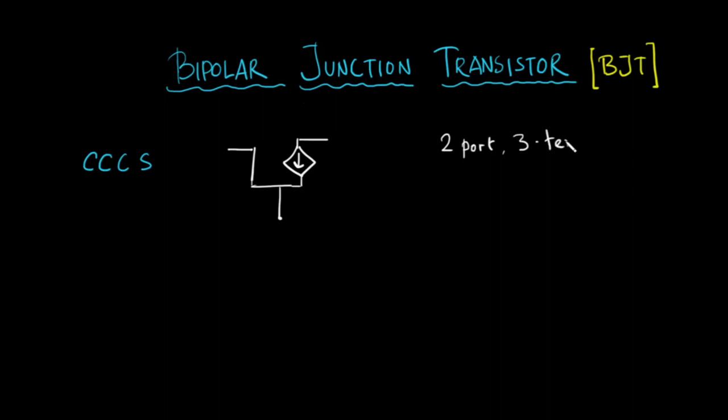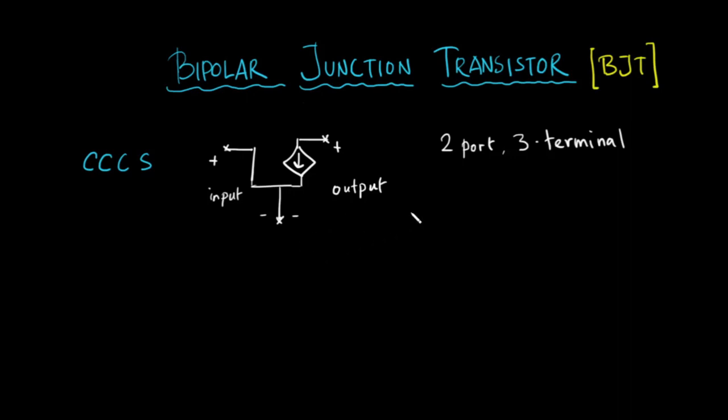Why is that? Because, as you can see, it has 3 terminals: this is one terminal, this is one terminal, and this is another terminal. It is a 2-port device because it has 2 ports. It has an input port, which is here, and an output port, which is here. One of the terminals is common between both the input port and the output port.